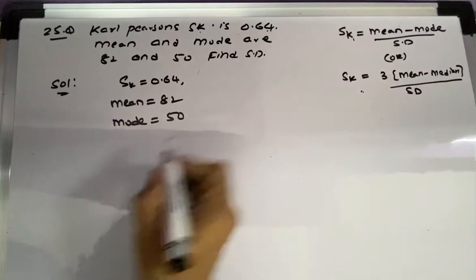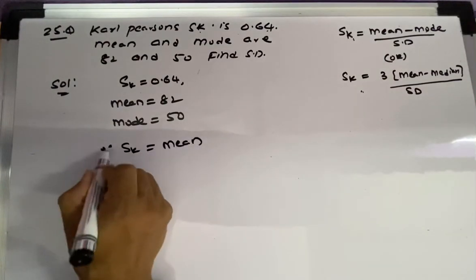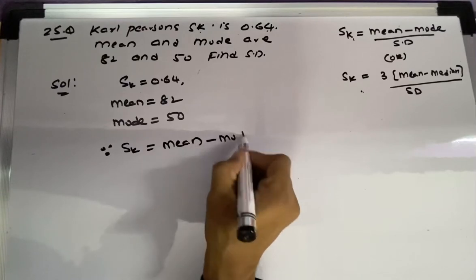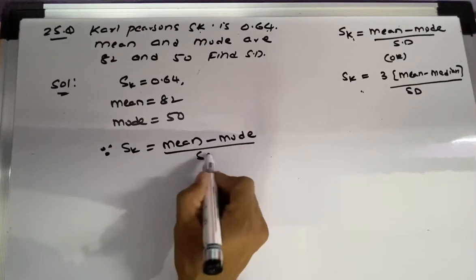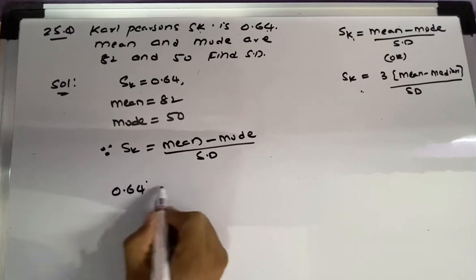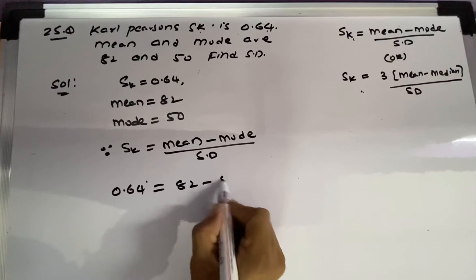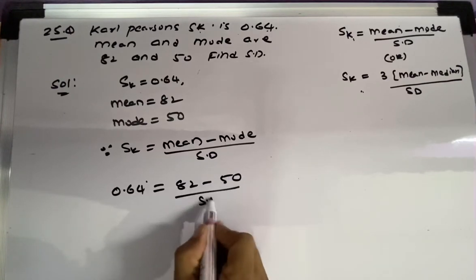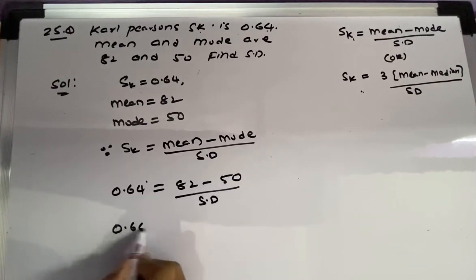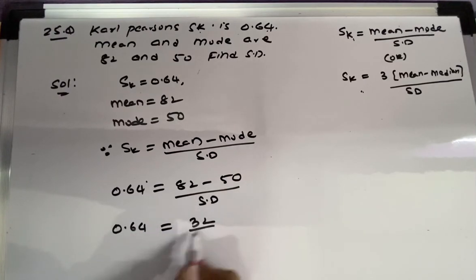So first, we take the formula: skewness equals mean minus mode divided by standard deviation. So the skewness value, whatever is given, equals mean 82 minus mode 50 divided by the standard deviation, which we don't know. So this is 0.64 equals 82 minus 50, that is 32, divided by standard deviation.